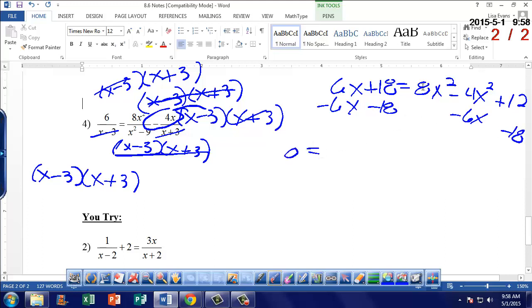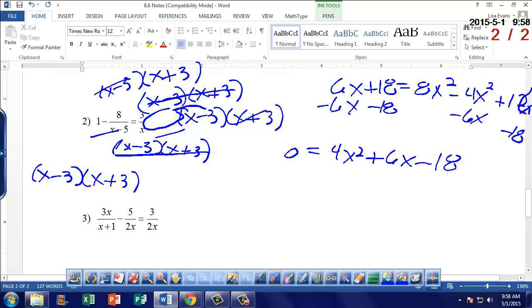On the right, I have 8x squared minus 4x squared is 4x squared. Then I have the negative 6x, and then I have 12 minus 18, which is... no, I'm sorry, this was supposed to be a 12x. I apologize. So it's supposed to be a 12x. So when I take 12x minus 6x, I get positive 6x. Then minus 18. Okay, so I apologize. I messed this up right here. Anyways, we're going to go ahead and take a 2 out.